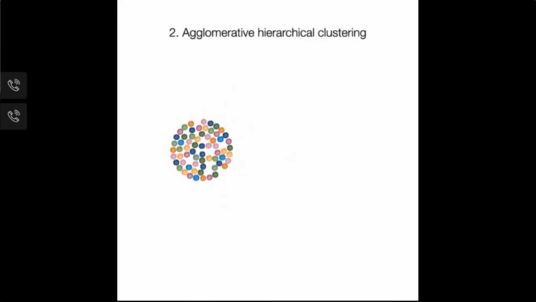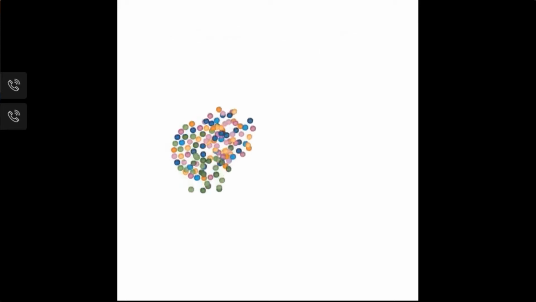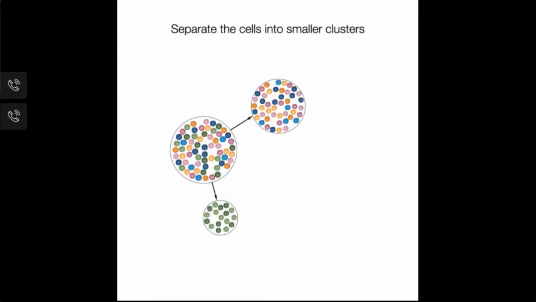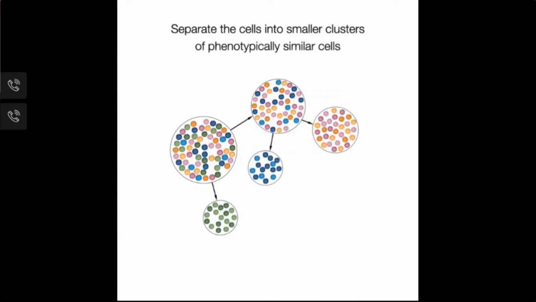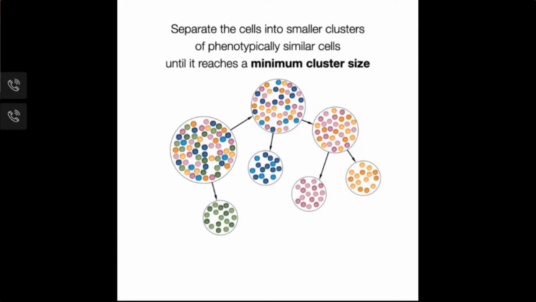After this initial cluster is done, Citrus is going to start the clustering analysis, creating an agglomerative hierarchical cluster. That means that it's going to separate this initial cluster into smaller groups of cells, always focusing on phenotypically similar cells, such as the green and blue lymphocytes that are already separated. And it's going to create smaller and smaller clusters until it reaches a minimum cluster size.